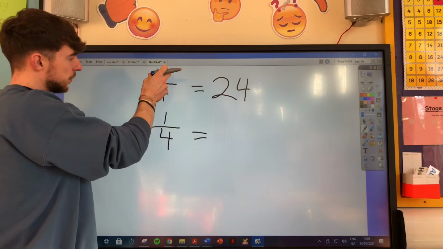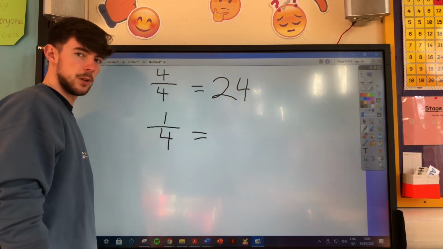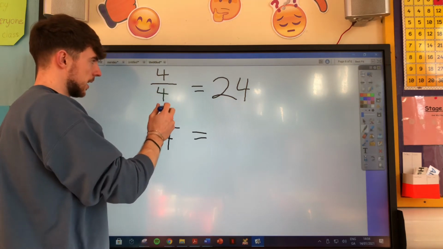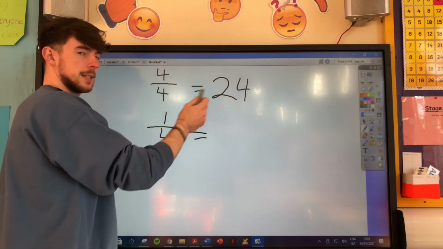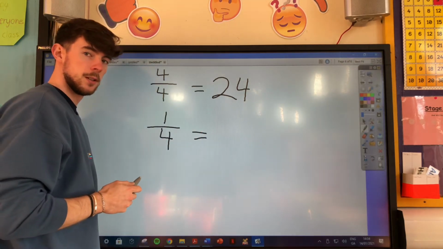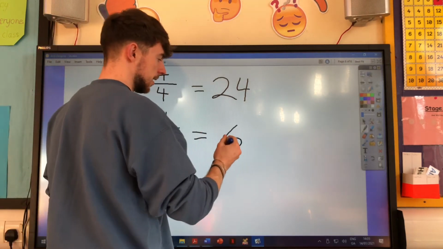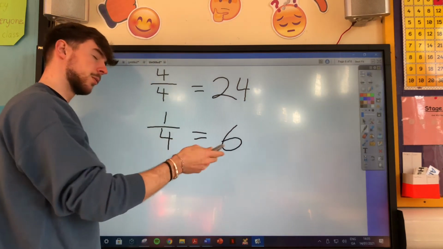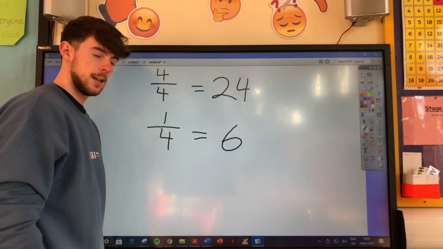So how do we get from 4 to 1 over 4? We divide by 4. If we divide this side by 4, what do we have to do to this side? Divide by 4. 4 into 24? 6, alright? Sorry, 1/4 of 24 is 6.